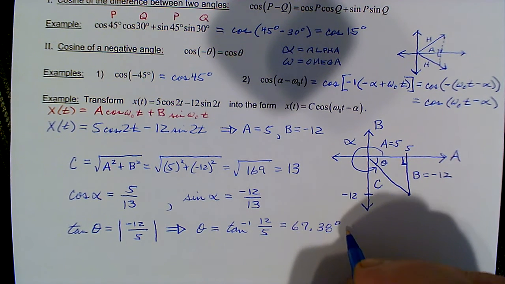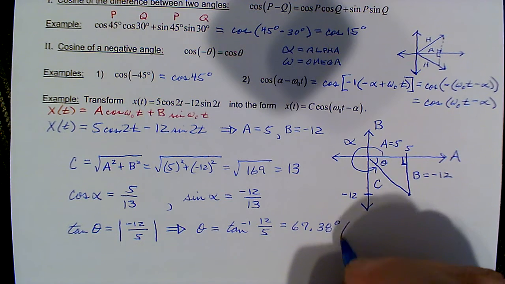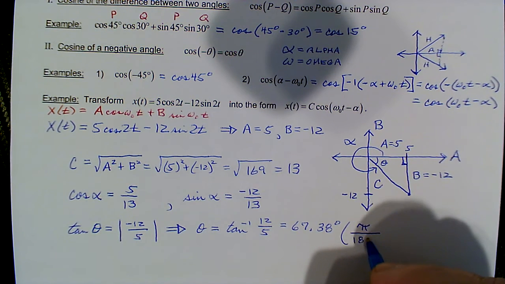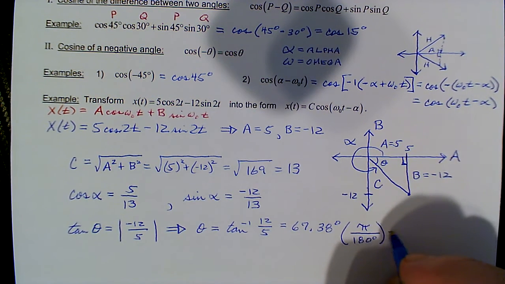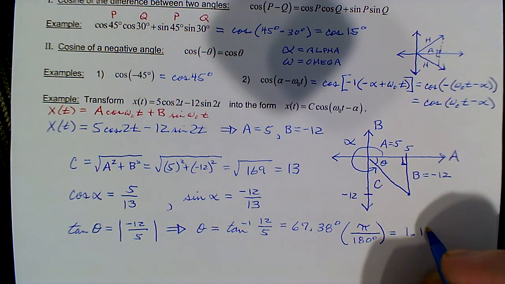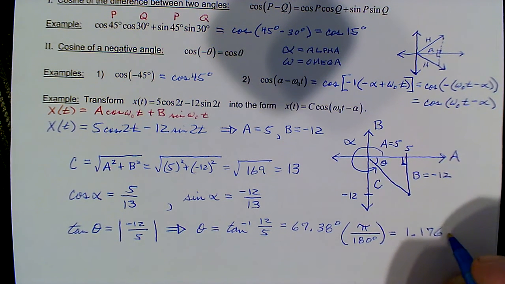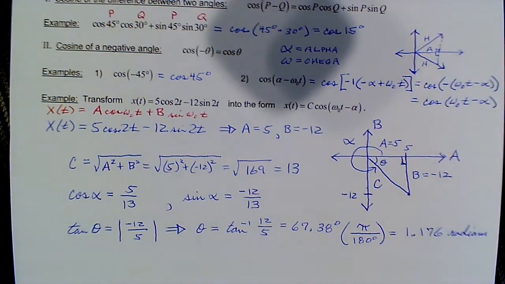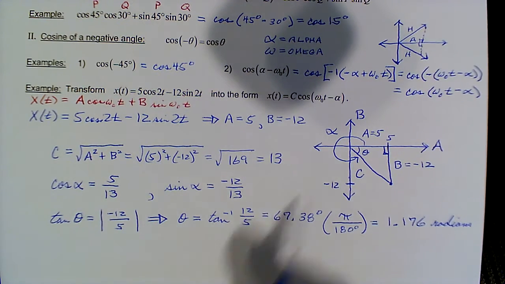67.38 degrees. And we always want to give this in radians, so we're going to multiply by pi over 180. And that gives us 1.176 radians. Now that's the angle theta.